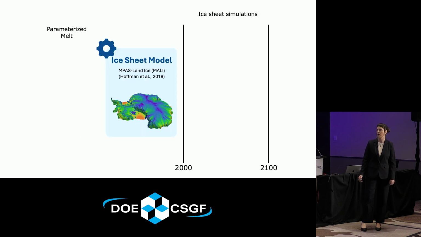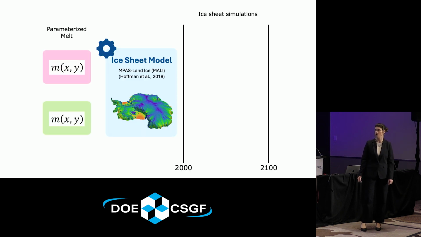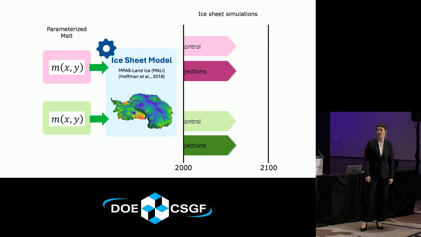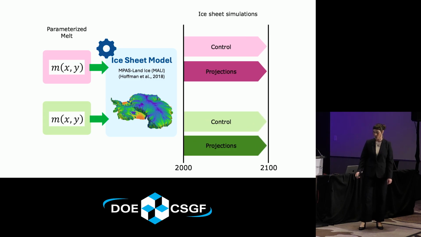Okay, so now we've got our two parameterized melt rates for both configurations. We're going to give it to the ice sheet model, and the ice sheet model is going to run forward from 2000 to 2100. So I'll be focusing on the dark pink and the dark green projections, but we also run controls for both of these configurations using historical conditions. That's just a way to confirm that our projections are making sense.